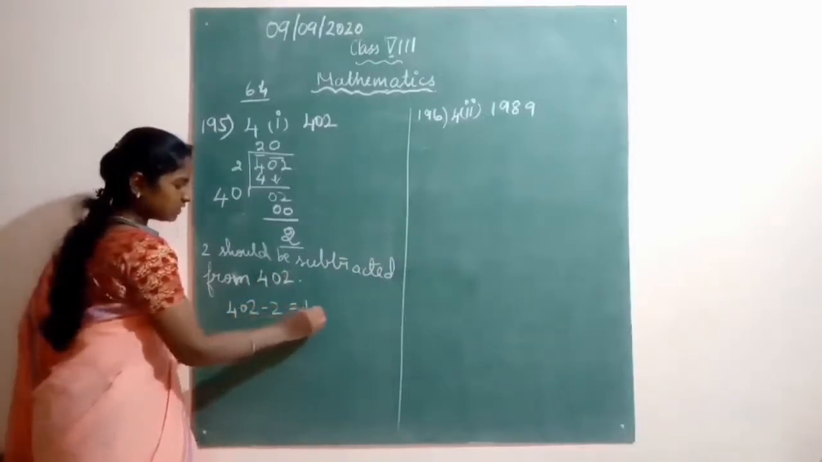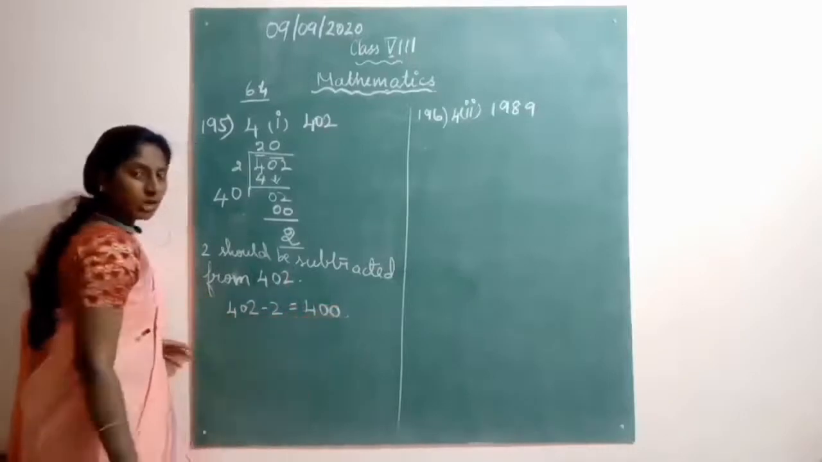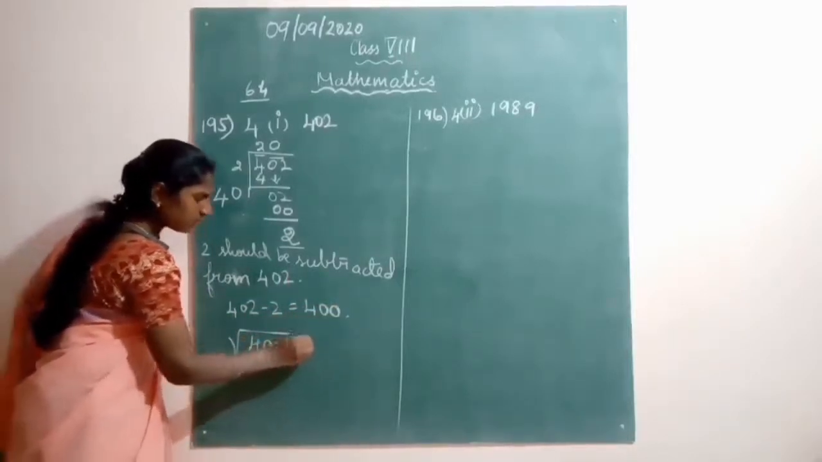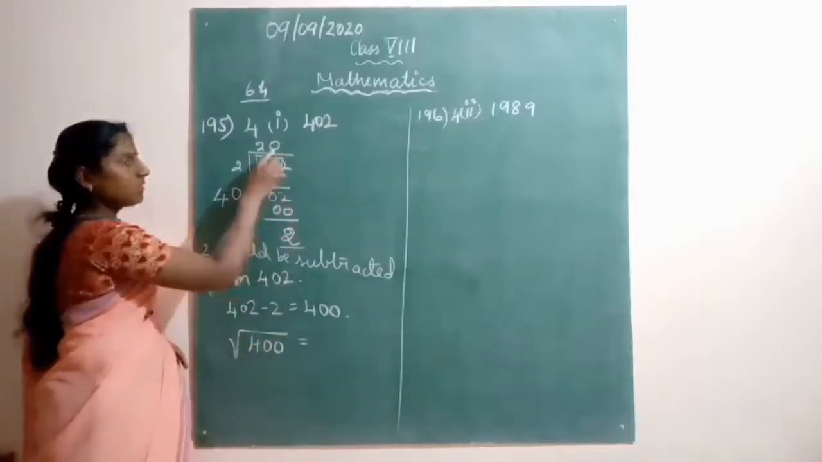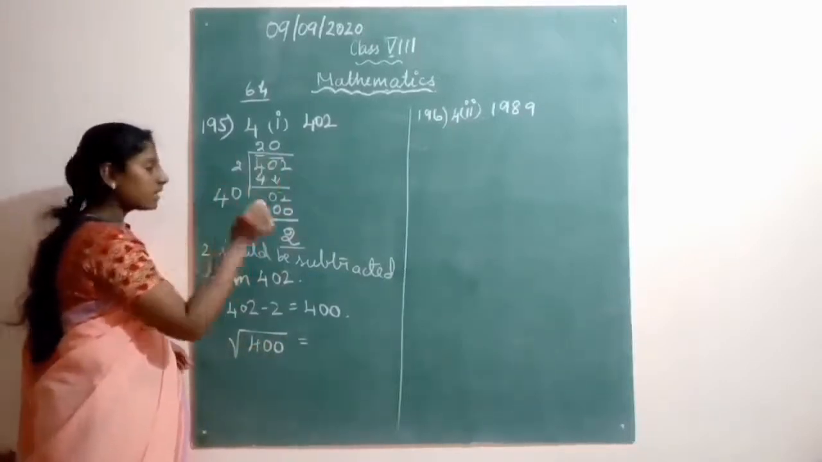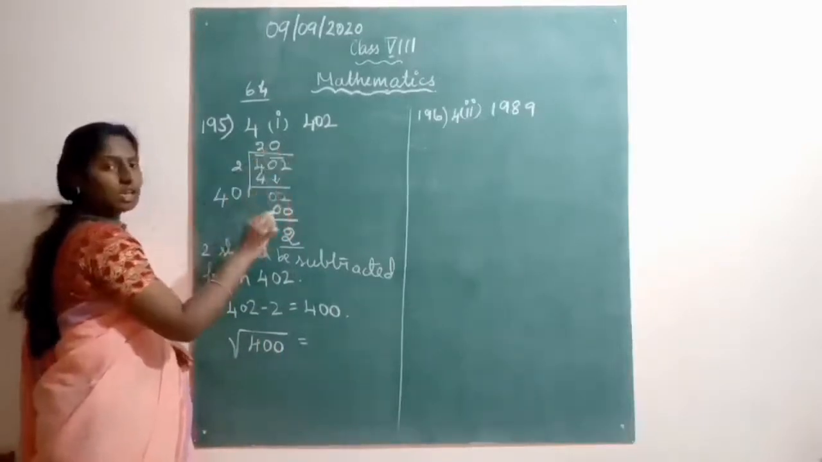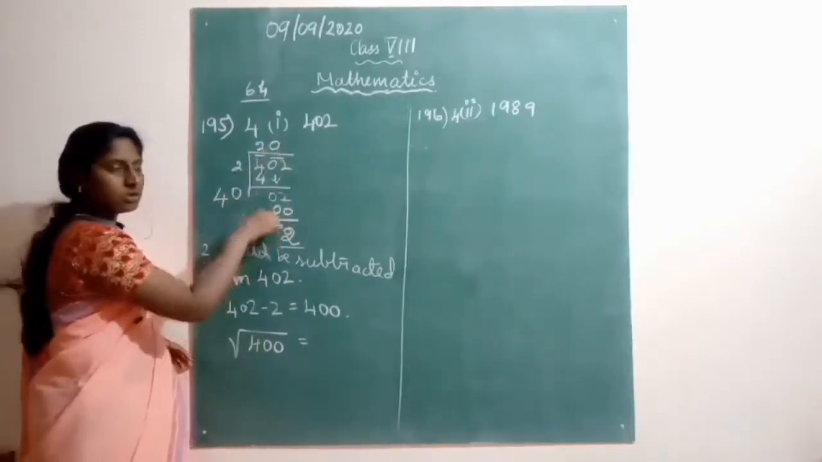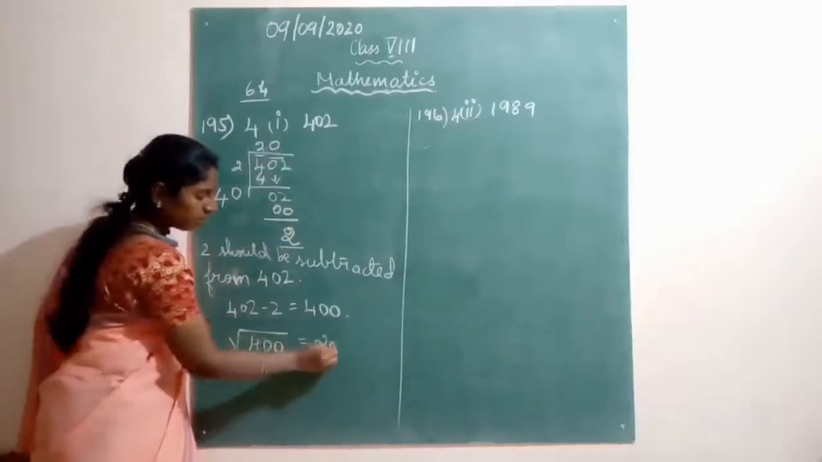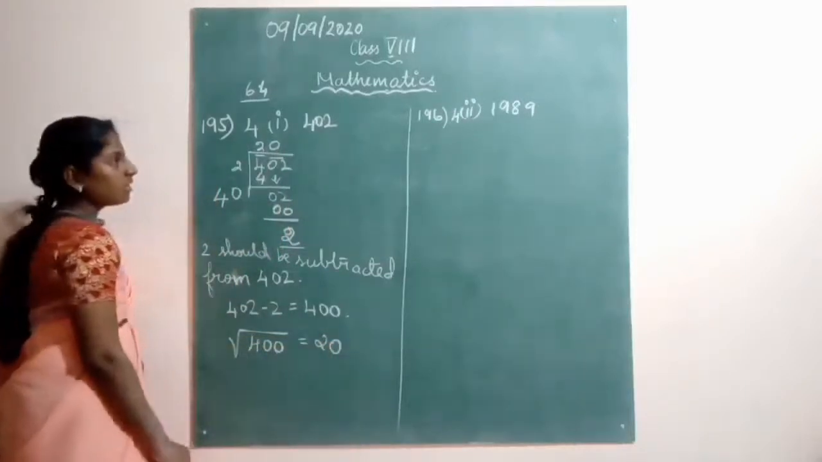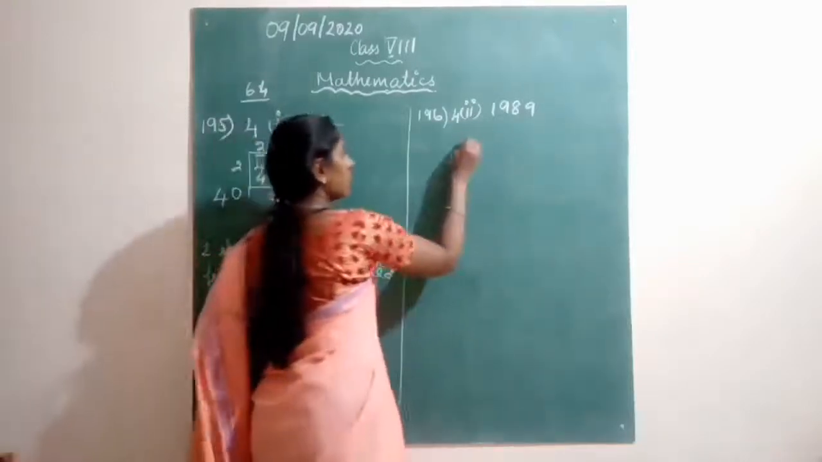That is 400. Okay. And what is the square root of 400? It is, what is given here? 20, right? So if it is 0 here, then no remainder will be left out, no? So 20 is the square root of 400. Okay, is it clear? So coming to the next one. So same process.